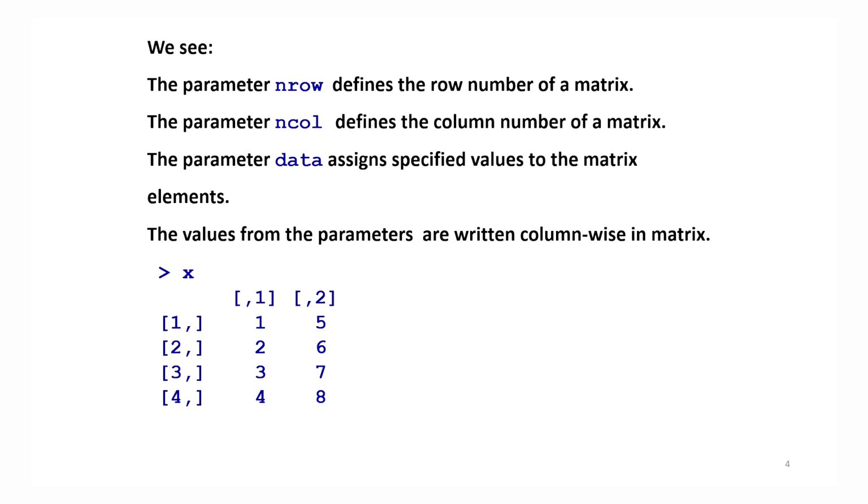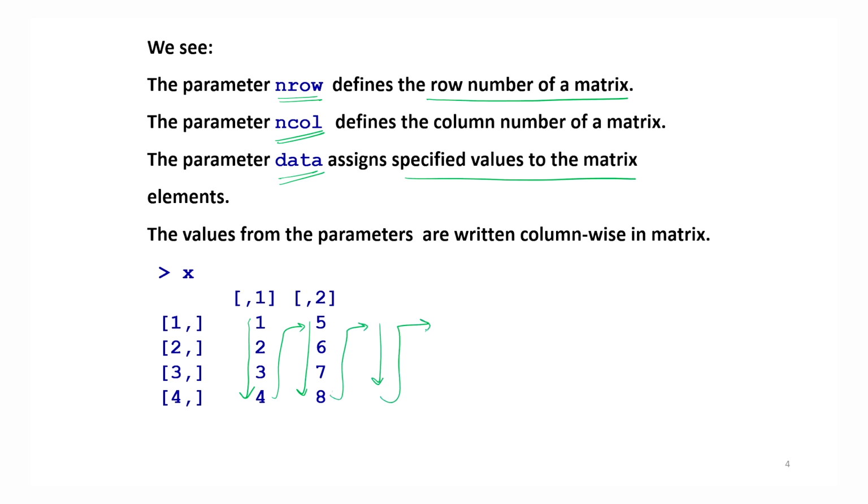Now you can see that this parameter nrow defines the number of rows in a matrix. ncol defines the number of columns of the matrix, and data assigns the specified values to the matrix. And when you are not giving any option, the matrix assigns the observations column wise, as you can see here. If there are more columns, it will go like this. This is what you have to keep in mind.